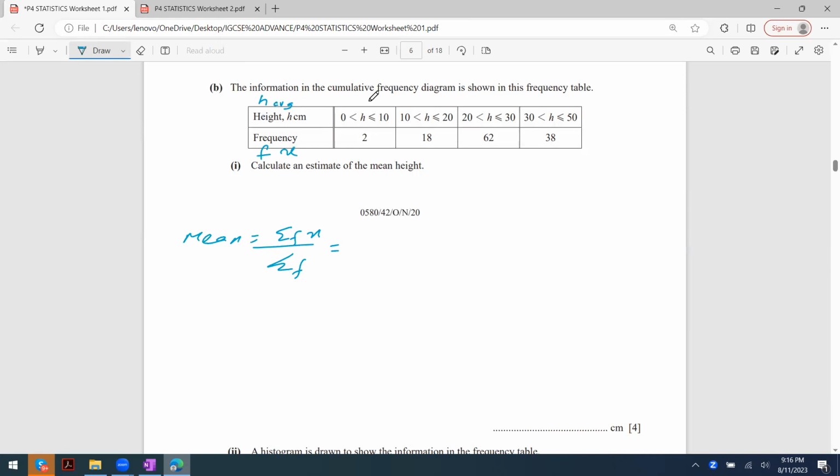You can make a row here. The middle of 0 and 10 is 5, then 15, then 25. Once you find the middle values, you have to multiply with the ones in the frequency column. So 2 times 5 plus 18 times 15 and so on.